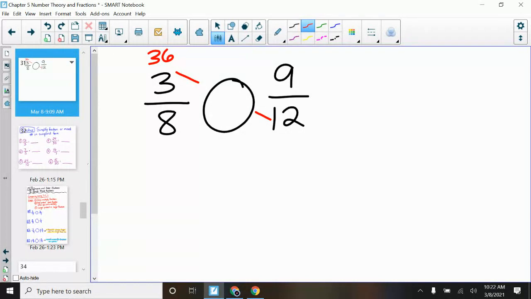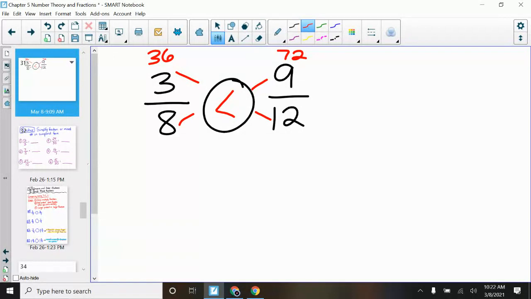Let's go to the opposite side. 8 times 9, 72. Now all you have to do is compare the products. When we multiplied this way, we got a product of 36 on this side. When we multiplied the other way, we got a product of 72 on this side. What's bigger, 36 or 72? 72. So in this example, 9/12 is the larger fraction.